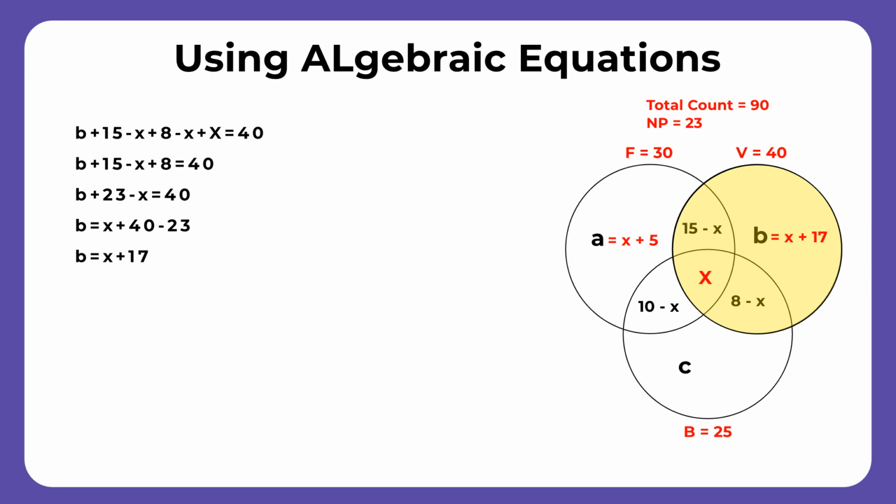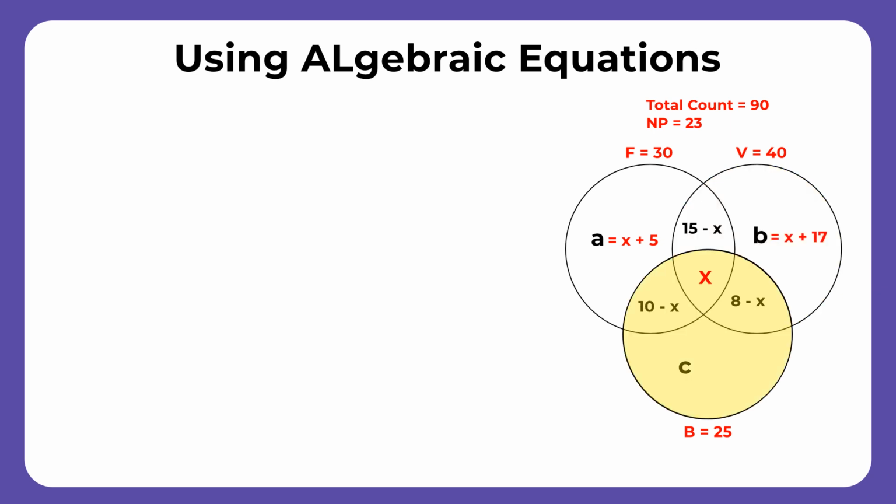Now let's move toward the third circle. We can form an equation based on the fact that the sum of all elements in this circle is equal to 25. So the equation will be C + 10 - x + 8 - x + x = 25. Let's simplify this equation. C + 10 - x + 8 = 25. Keep simplifying. C + 18 - x = 25.